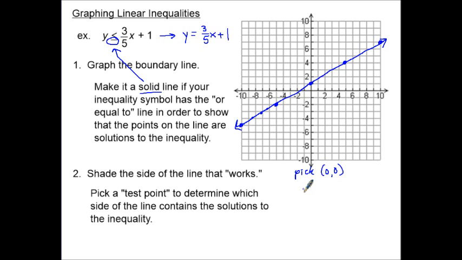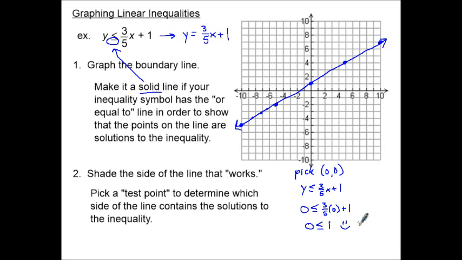So here we go. I'm going to plug 0, 0 into y less than or equal to 3/5 x plus 1, just the original. So I've got 0 for y, less than or equal to 3/5 times 0 plus 1. As I said, 3/5 times 0 is 0, so what I really have is 0 less than or equal to, well, the 0 cancels out, so I'm not going to bother writing it, just this 1. Is 0 less than or equal to 1? Well, absolutely it is. Yay!